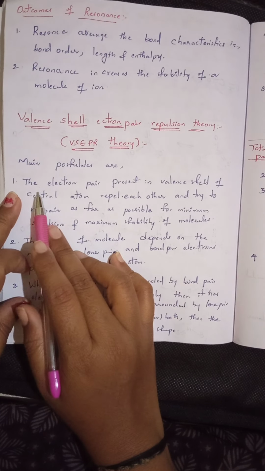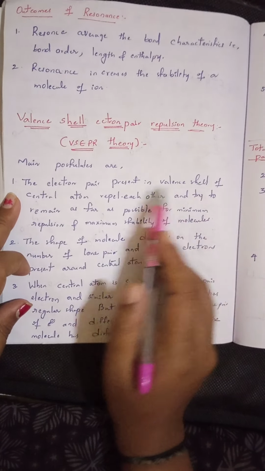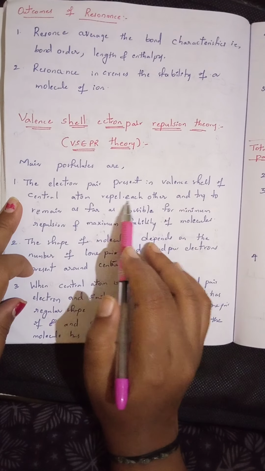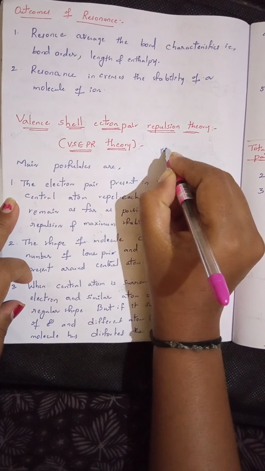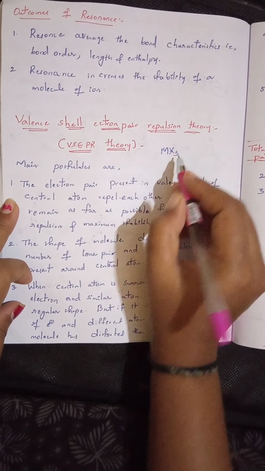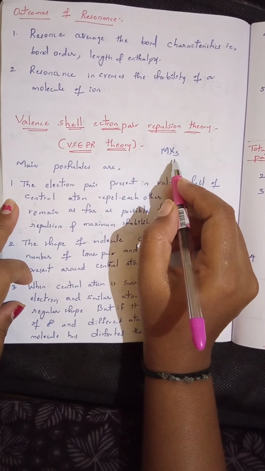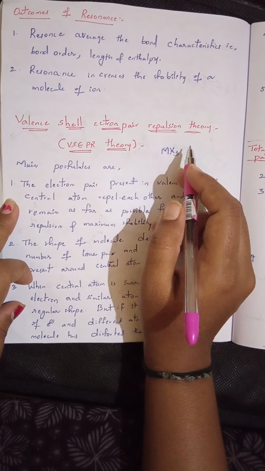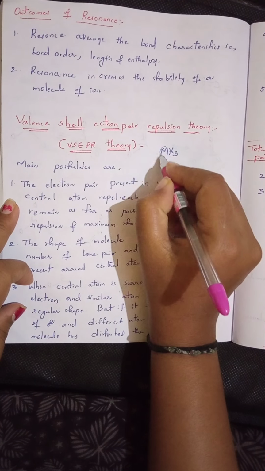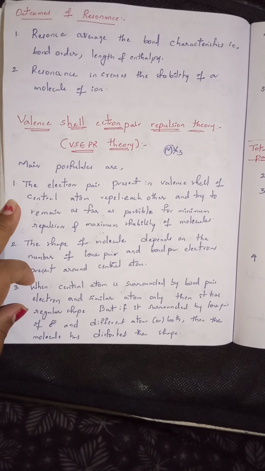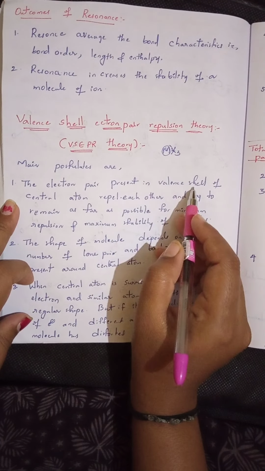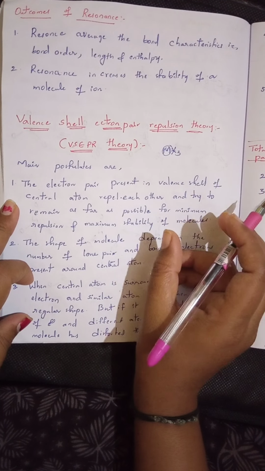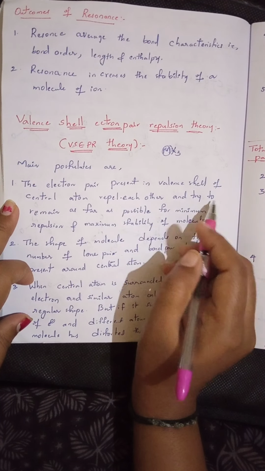The first postulate is that the electron pairs present in the valence shell of the central atom repel each other. If you take a molecule, for example MX3, the total number of atoms is 4, but all 4 do not act as the central atom. Only one can act as the central atom. That central atom contains valence electrons. Whatever is the last electron present in an atom is said to be a valence electron.